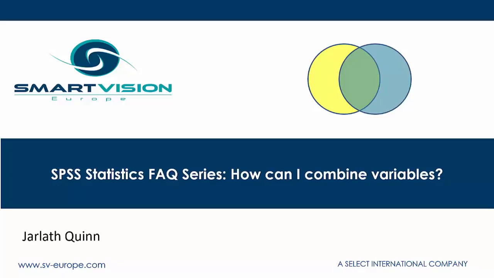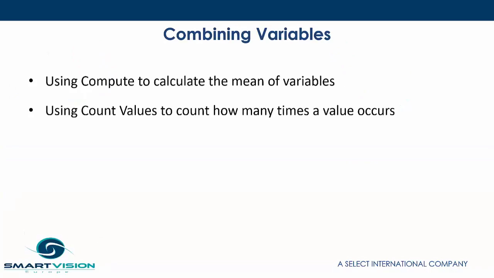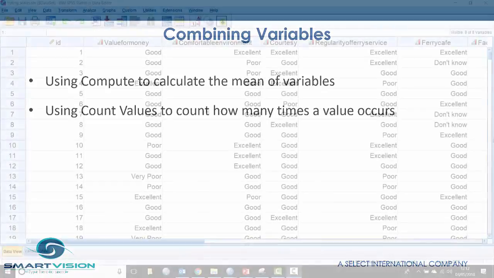SPSS users often want to know how they can combine variables together. Now, combining variables can refer to many different things, but in this example we're going to look at two procedures. One is the compute that allows us to calculate the mean of a number of variables to create one combined variable, and the other is to count the values that occur across a series of variables in order to create an overall count or combined variable from that. Let's have a look at how we do that.